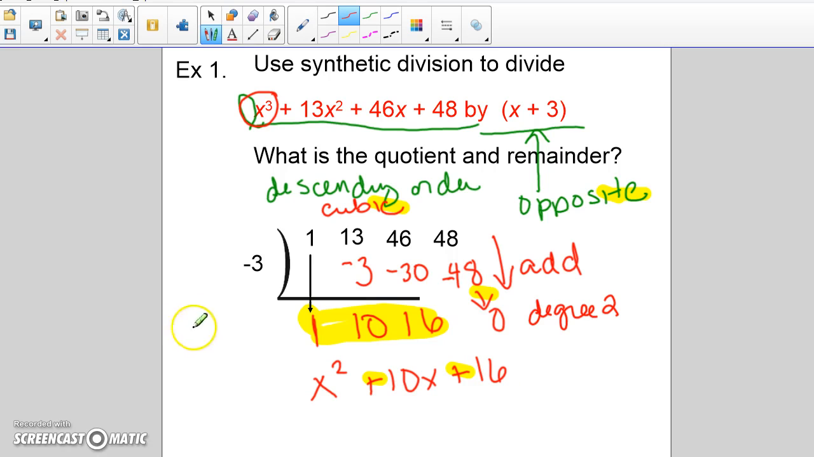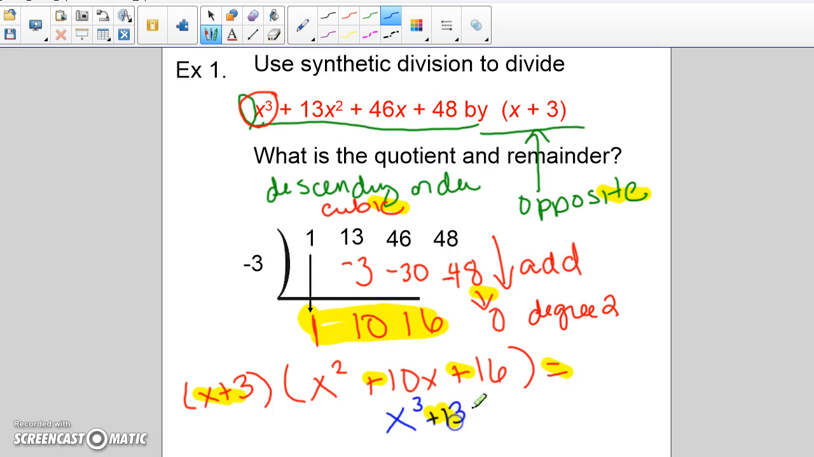And what that says is x plus 3 times x squared plus 10x plus 16 equals the thing that I started with. The thing that I started with was x cubed plus 13x squared plus 46x plus 48. So my quotient was this. My remainder was 0. So x plus 3 is definitely a factor of that cubic equation. Okay? Next slide.